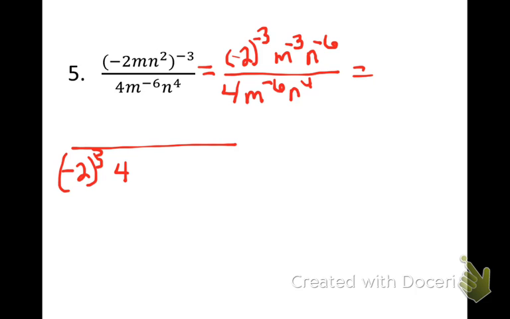Let's go ahead and simplify my m's. Negative 3 minus negative 6 would become plus positive, so that would be m to the 3rd. Negative 6 minus 4 would be n to the negative 10.